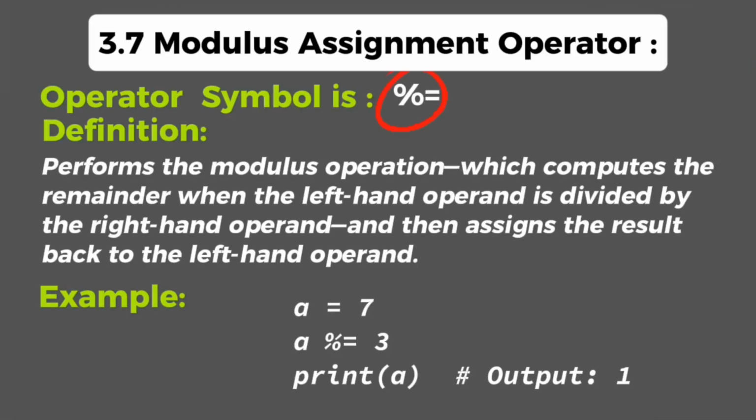The modulus assignment operator in Python is a compound operator that performs a modulo operation followed by assignment. In this code, a variable a is first assigned the value 7. The line a mod equals 3 means divide a by 3, take the remainder and store it back in a. Since 7 divided by 3 gives a remainder of 1, the final value of a becomes 1. The print a statement then outputs 1. Let's see how Python runs this code.